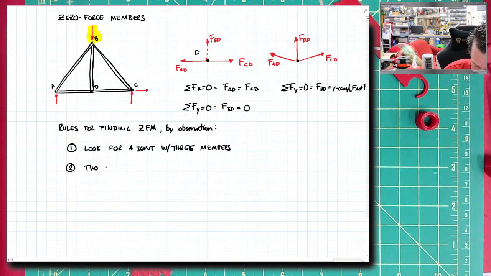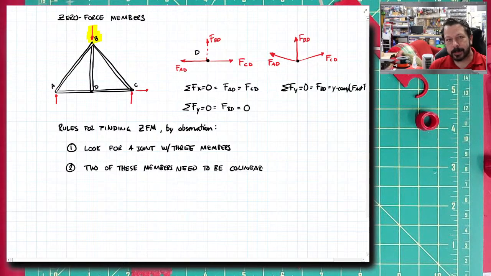2 of these members need to be collinear. They don't have to be horizontal or vertical or any particular orientation. They just need to be collinear. Their lines of action need to overlap. So at B, none of AB, BD, and BC are collinear. But at D, AD and CD are collinear.